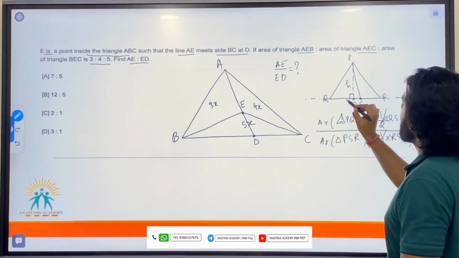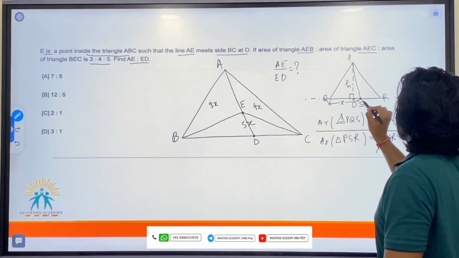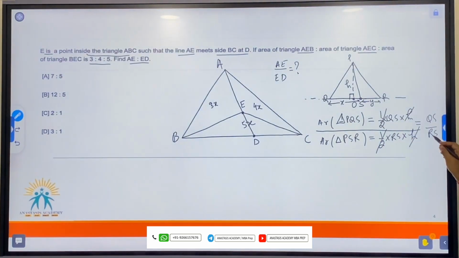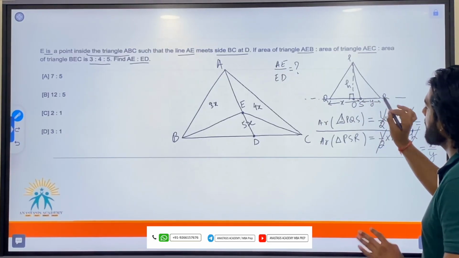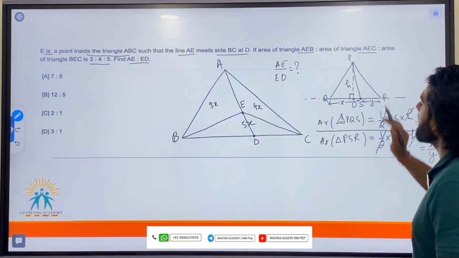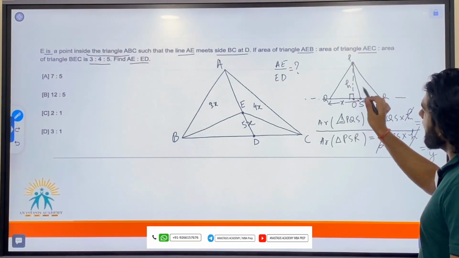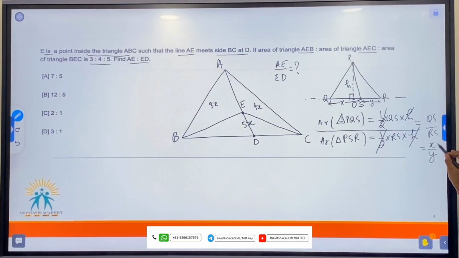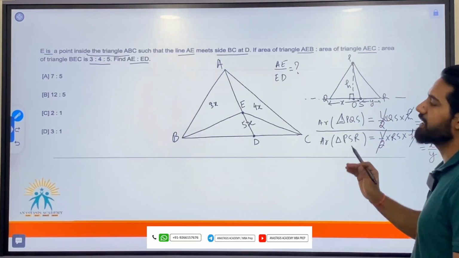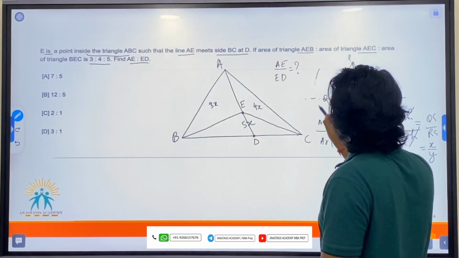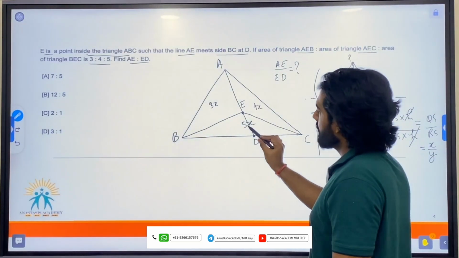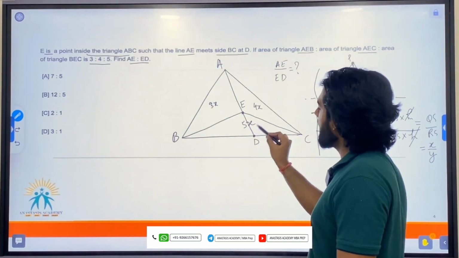If I take QS as X and RS as Y, the ratio of areas of these two triangles is X is to Y. So we can say for two triangles which are on the same base, connected by the same vertex, the ratio of areas of the two triangles is given as the ratio of the lengths of their bases. So in this triangle I am using this concept, right? The area of this triangle BEC is given as 5x.